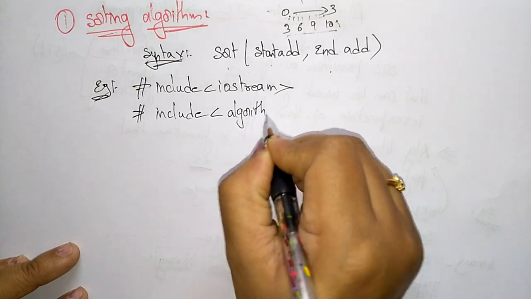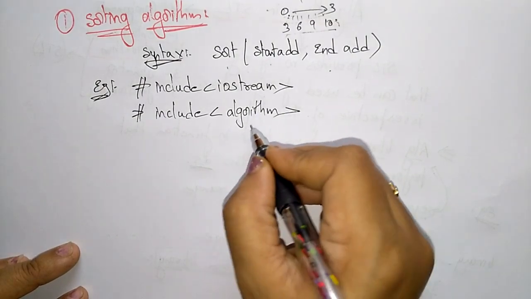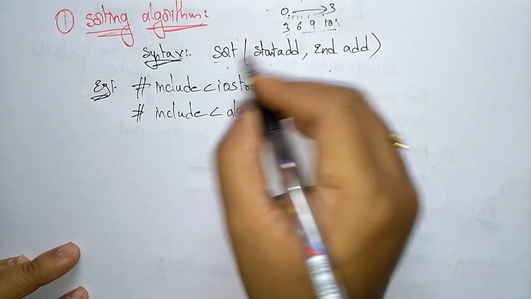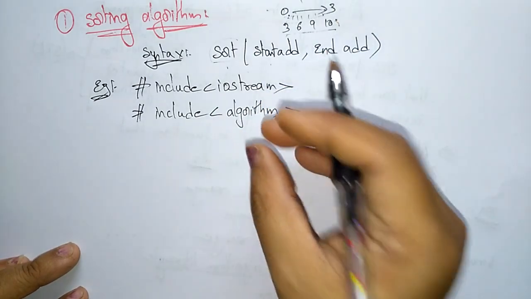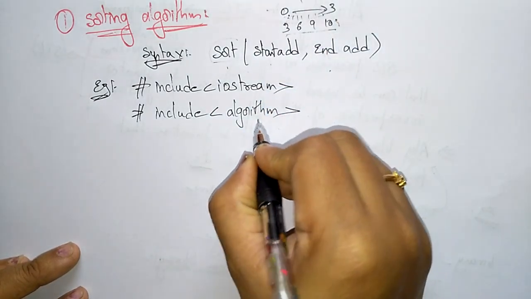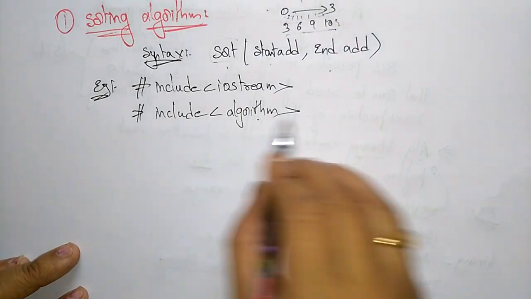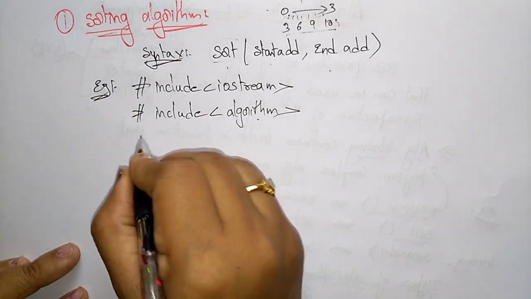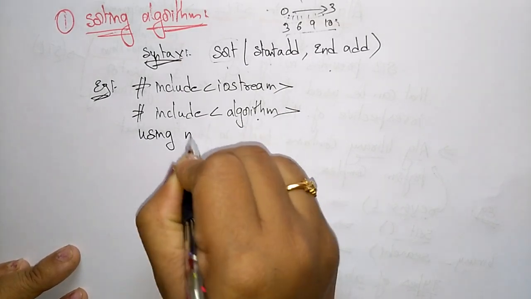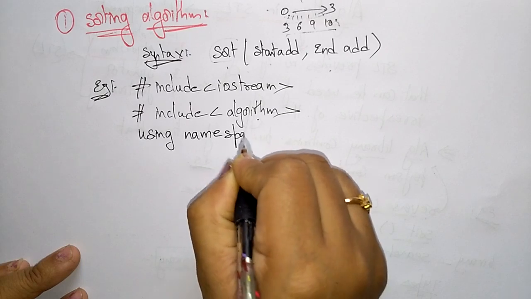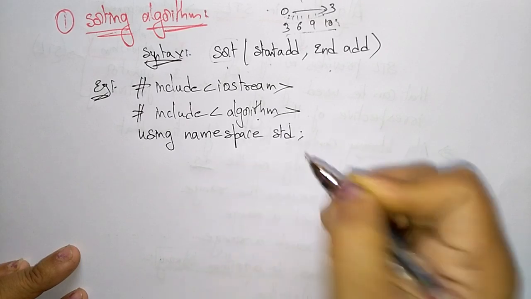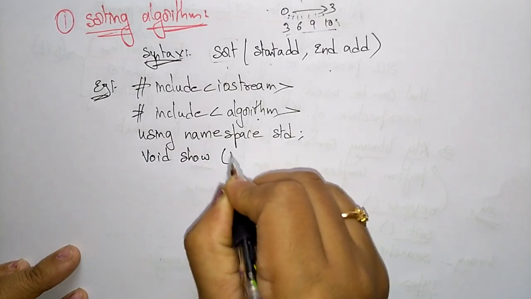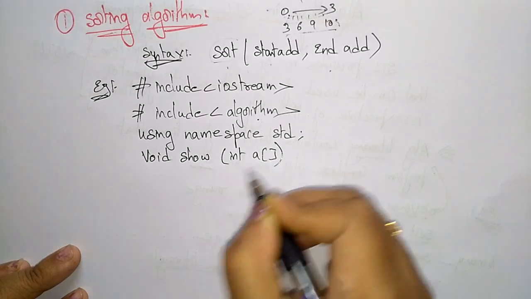So if you include algorithm, you can access these terms, the sort, search and reverse. So those functions will be present in the algorithm library. So you have to include this #include <algorithm> library function, using namespace std.